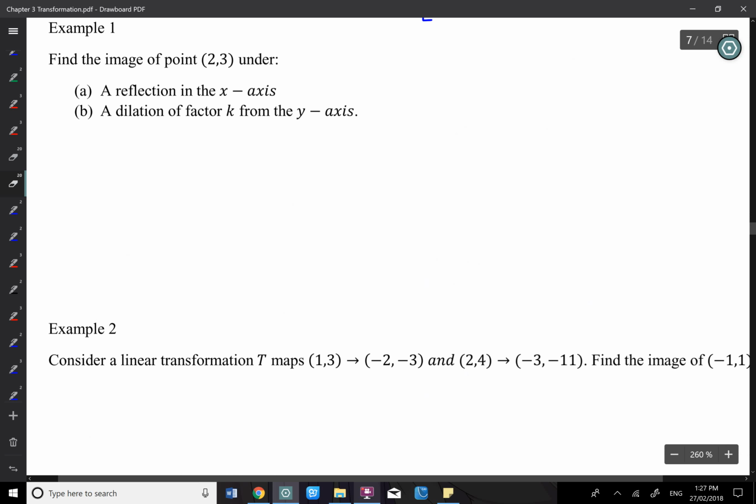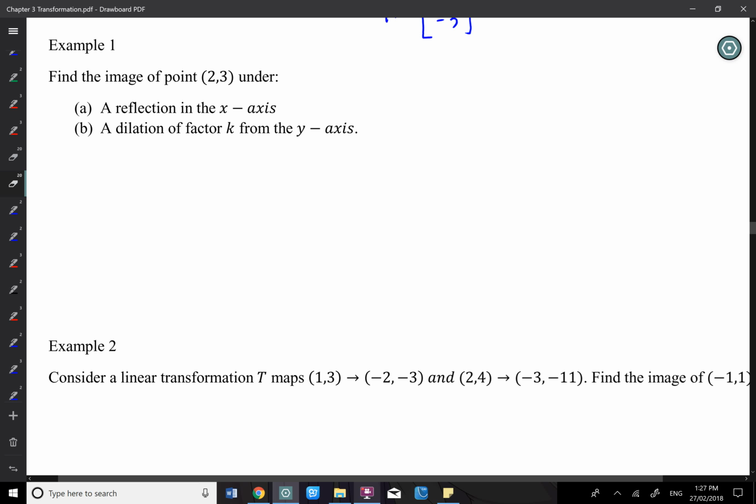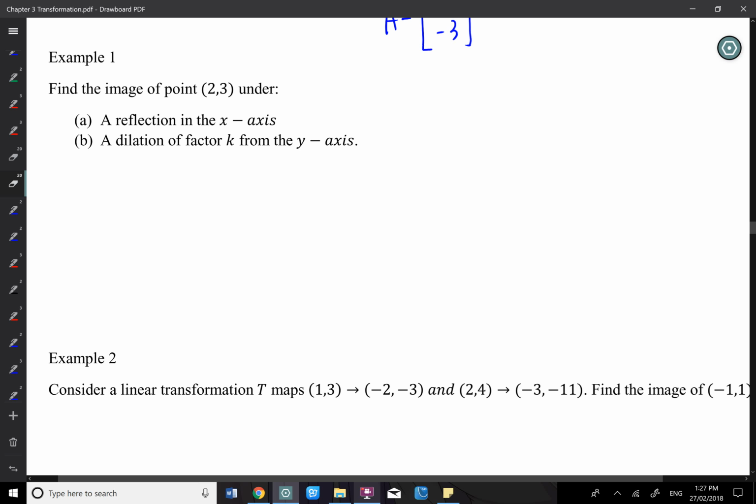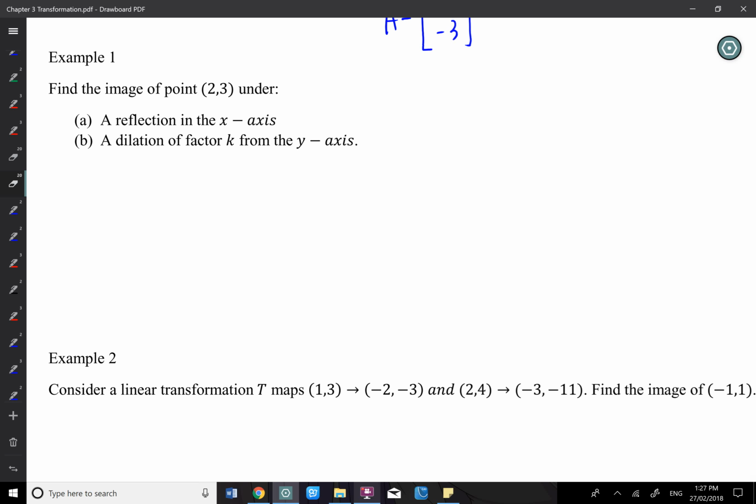Okay, let's have a look at example 1. Find the image of the point (2, 3) under a reflection in the x-axis. Well, I can tell immediately that the point will become (2, -3), right? But how can we do this by the matrix method?